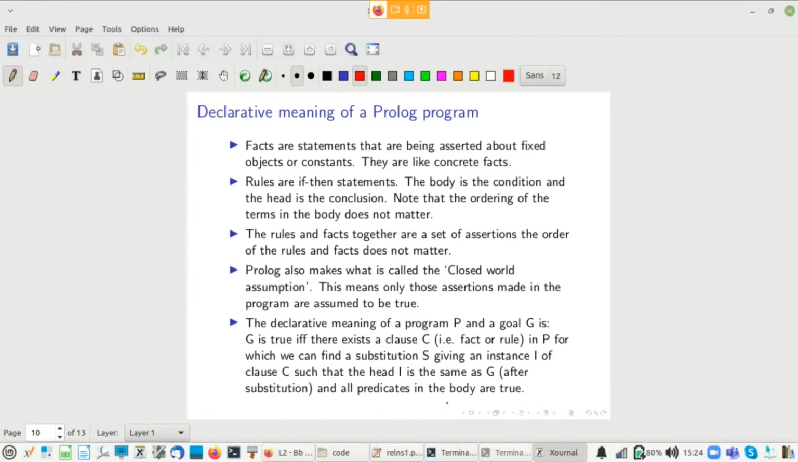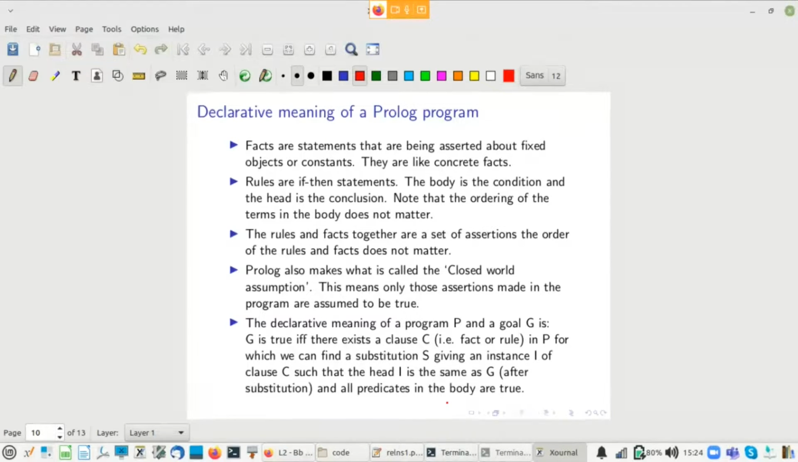It should all hang together. Right? So whether the rules are coming first or the facts are coming first, all these things don't matter when you're looking at the declarative meaning of a Prolog. All that's being said is that the rules and facts together are a set of assertions. The ordering does not matter.